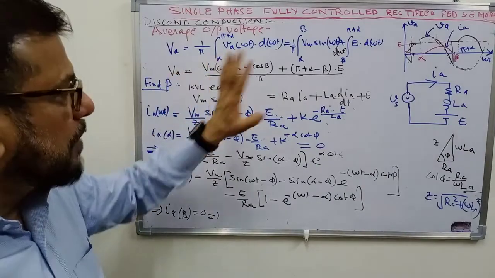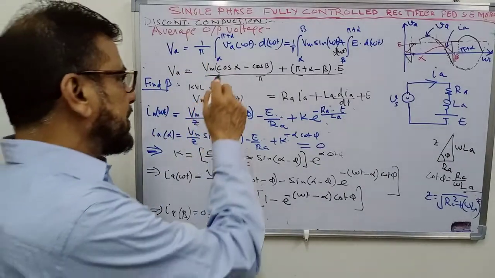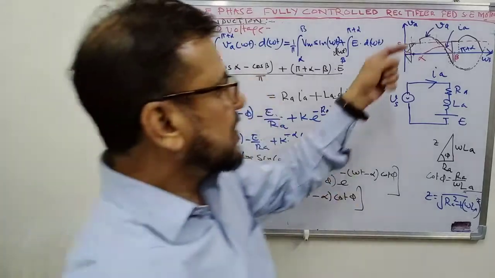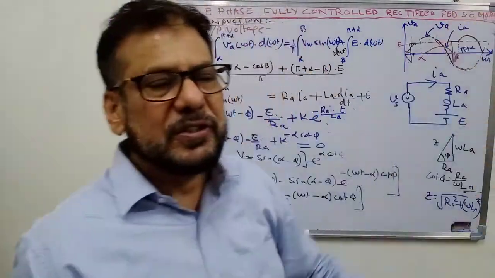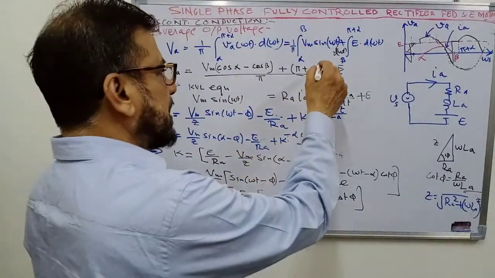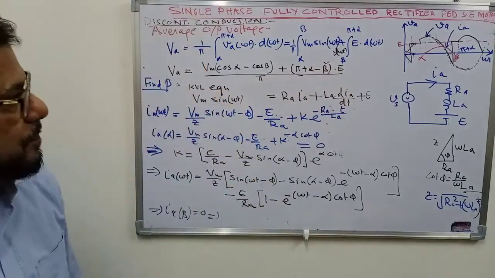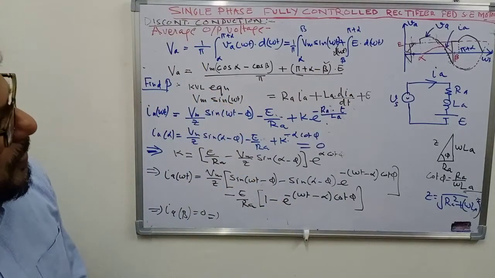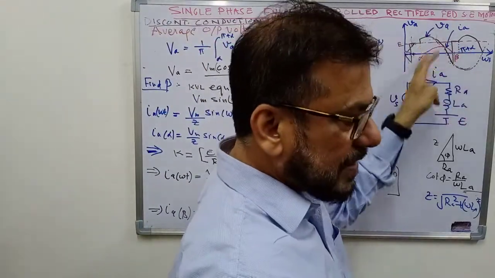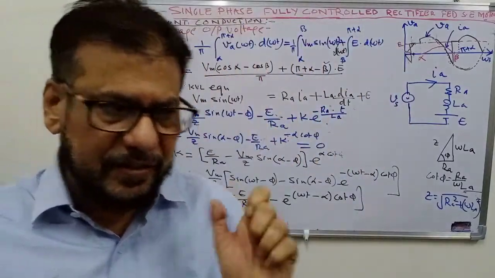So this is also simple, but there is one difference here. You know what alpha is, but you don't know the value of beta. The instant at which the current falls to zero is not known to you. So you have to determine the value of beta if you want to know the average output voltage. For that, you have to write the equation for this current, the current that varies during alpha to beta.